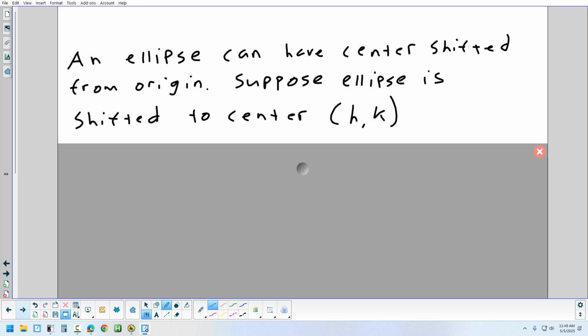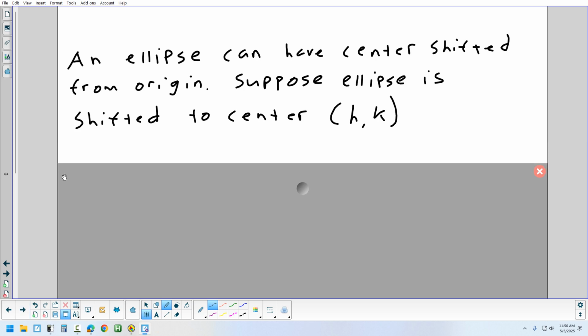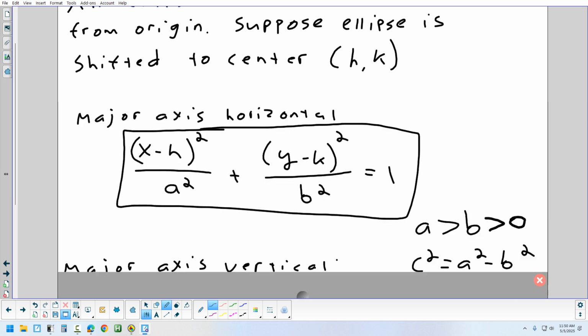What the H and the K represent is the coordinates of the center. H is the x coordinate. H represents the x value. K represents the y value. So now your equation looks like that. It's the exact same equation I gave you before. Just replace x with x minus h. Replace y with y minus k. A is still bigger than b. C squared still equals a squared minus b squared. None of that's going to change.